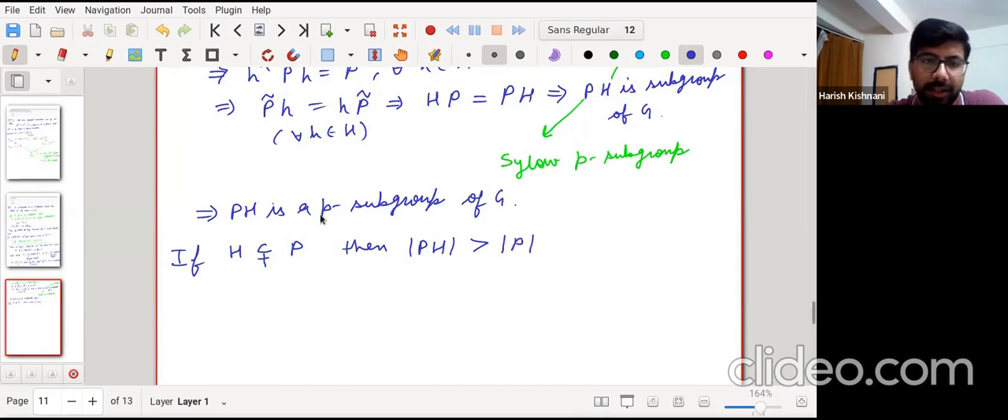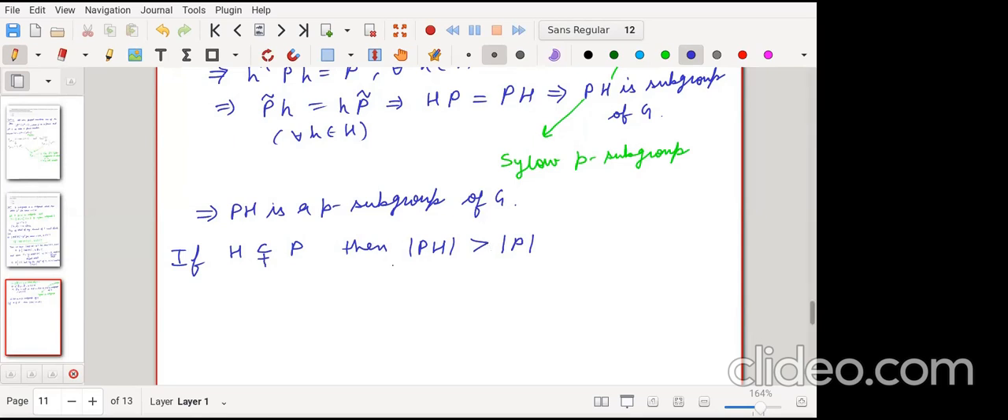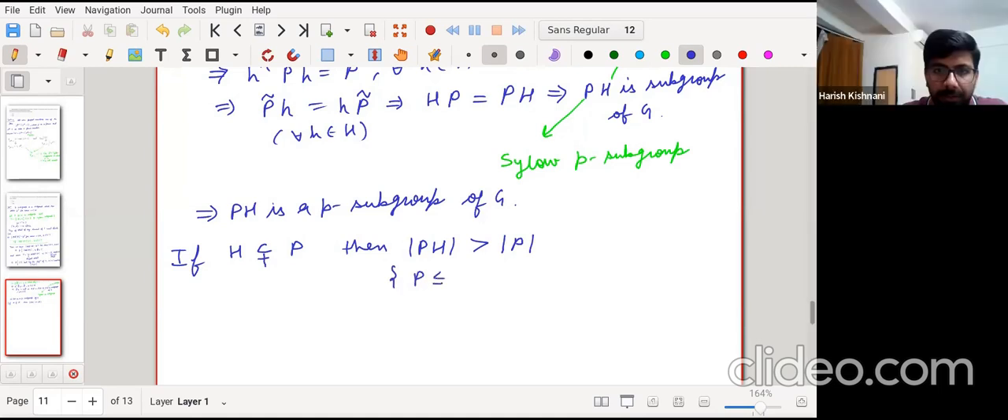Because if H is not contained inside P, then pH cannot be equal to P, right? P is already a subset of pH. You agree? This is always true, isn't it? P has to be a subgroup of pH.